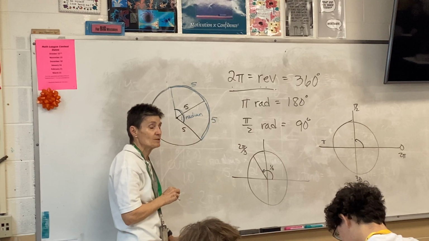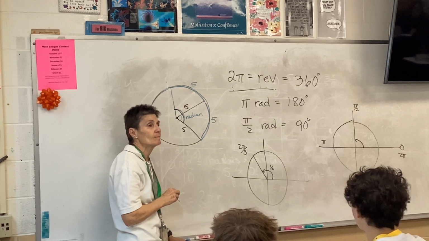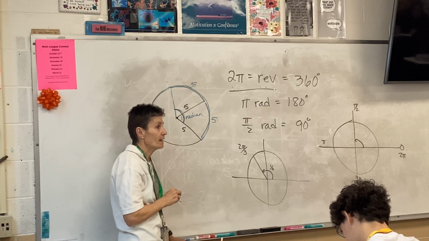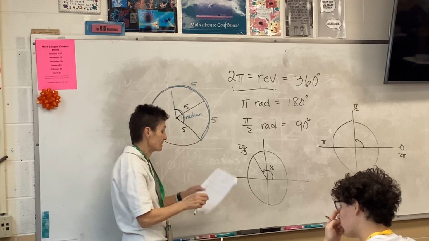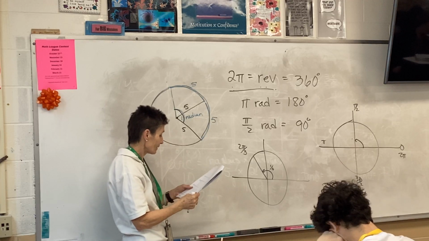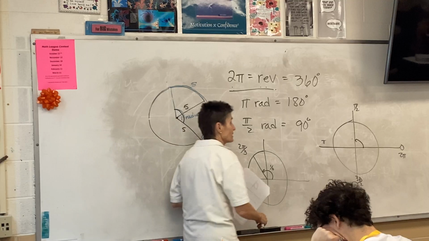Any thoughts on how many degrees that would be? 120. So how did you do that? 360 divided by 3, a third of 360. Very, very good.